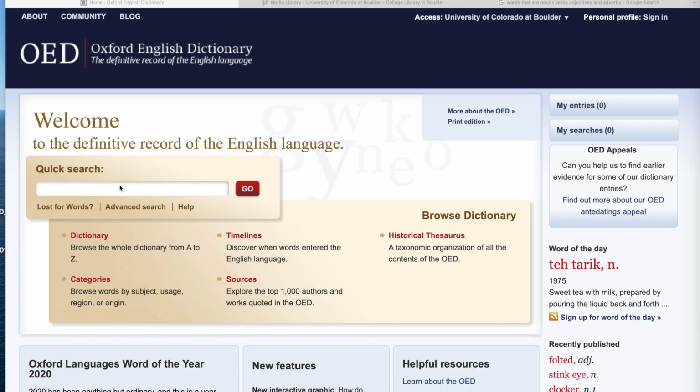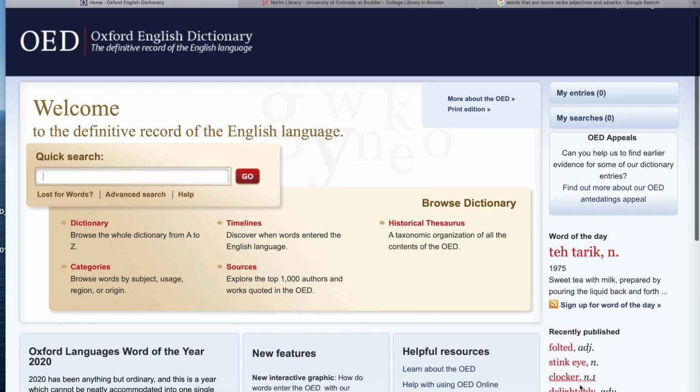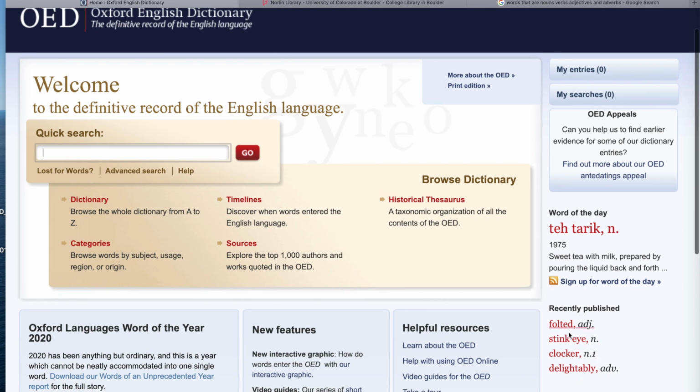I just think it's so cool to think that we went from those written cards to a 10-volume book to a book that had those supplements. And then after the supplements, now that the thing is fully integrated and online, the OED has only been online since the year 2000. When they add new words, the new words appear already integrated into the dictionary. So you can see some of their recently published words are down here: delightedly, clocker, stink eye, and faulted.